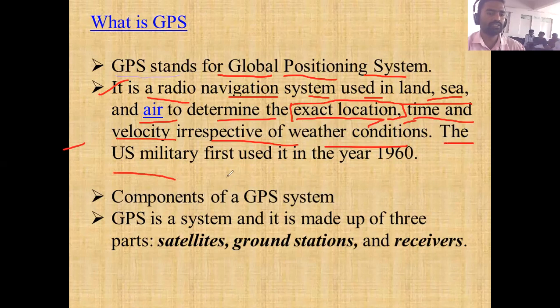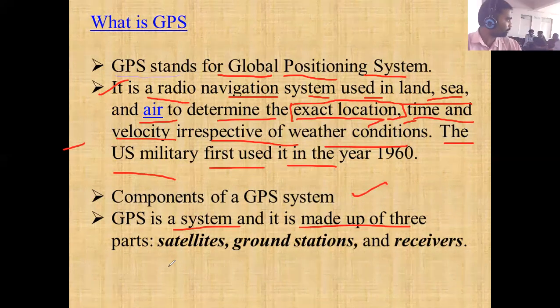The US military first used it in the era of 1960. This GPS has come into existence from 1960, and it was developed by the US military, the United States of America. Then components of the GPS. GPS is a system and it is made up of three components. Components of GIS are people, hardware, software, analysis, and so on. Similarly, the components of GPS are satellites, ground stations, and receivers. These are the important points. Write down first in your notebook.